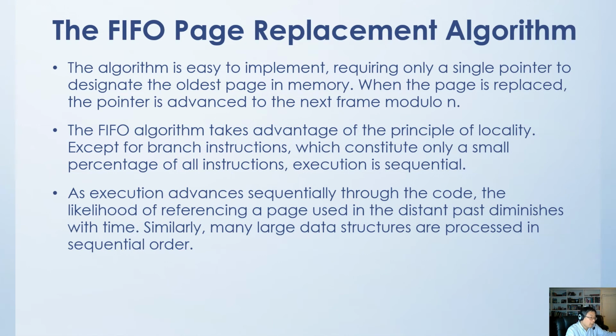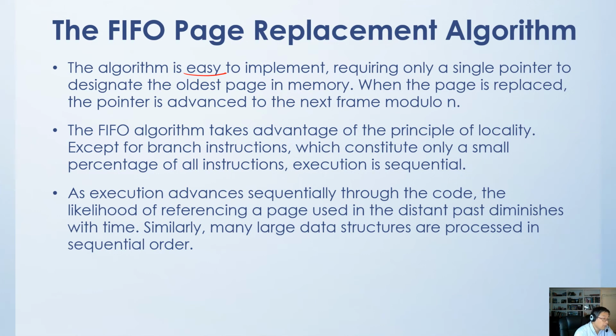So let's talk about the advantages and disadvantages of the FIFO page replacement algorithm. Number 1, the algorithm is easy to implement. That's always the case in general for process management and memory management, like process scheduling. FIFO is always the easy one to implement. It requires only a single pointer to designate the oldest page in the memory. We can also use a queue to do this.